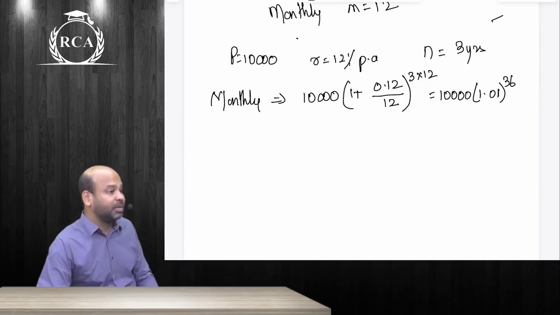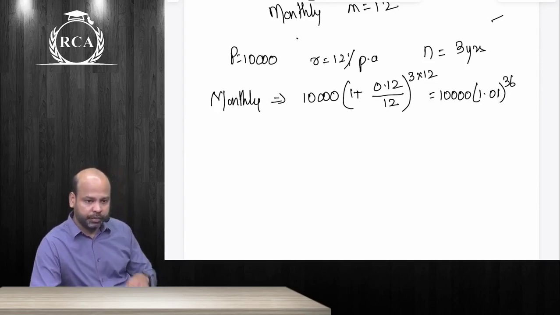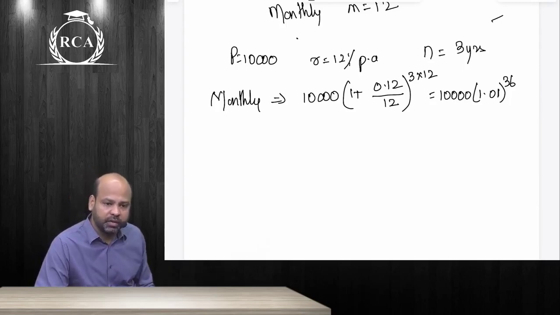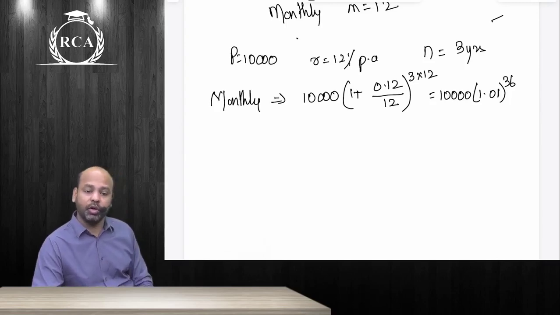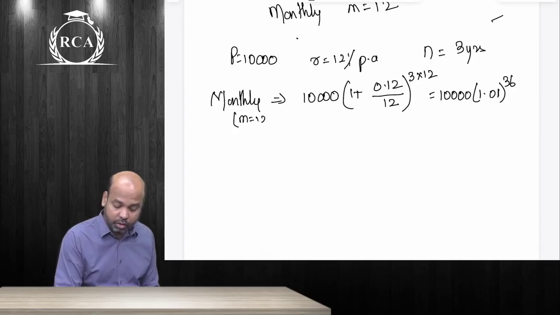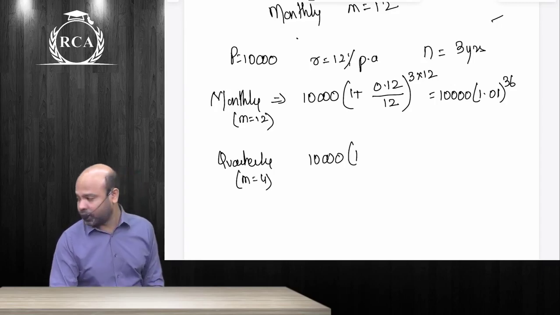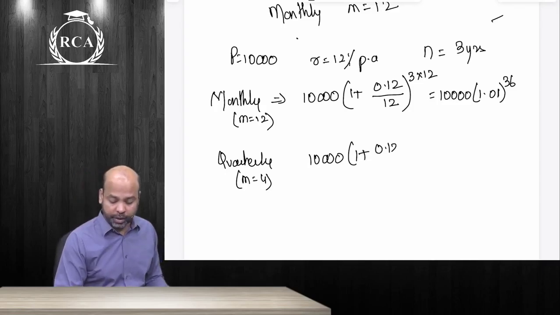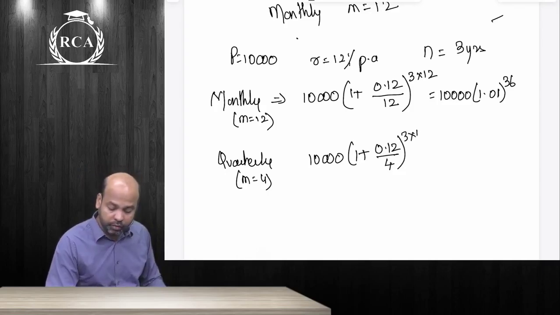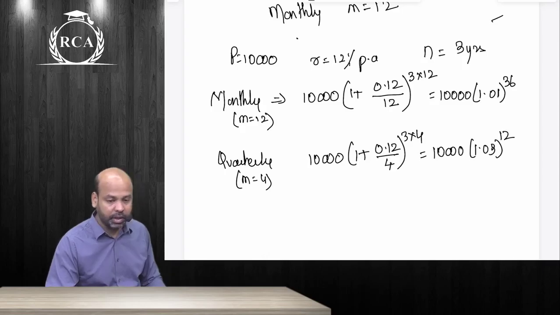Every time interest is computed, that will be at a rate of 1%. In 3 years, there will be how many monthly periods? 36. So it should be 10,000 into 1.01 whole power 36. Yes or no, guys? If it is done on a quarterly basis, what are we going to write beta? M will be 4. This will become 10,000 into 1 plus 0.12 divided by 4 whole power 3 into 4. So this will be 10,000 into 1.03 whole power 12.